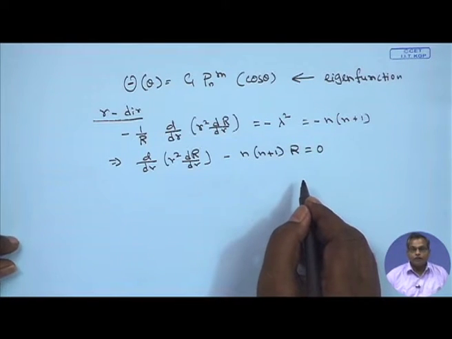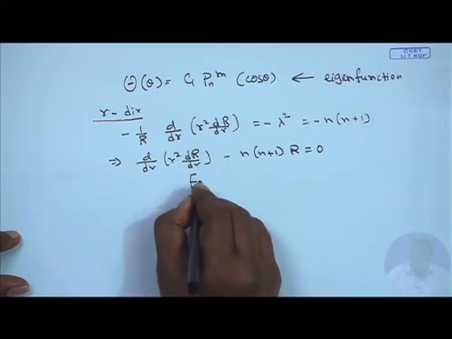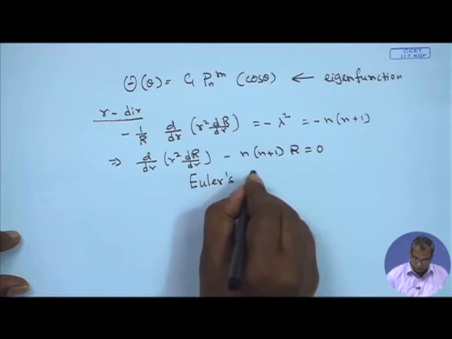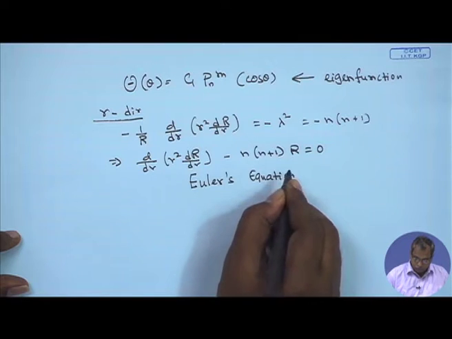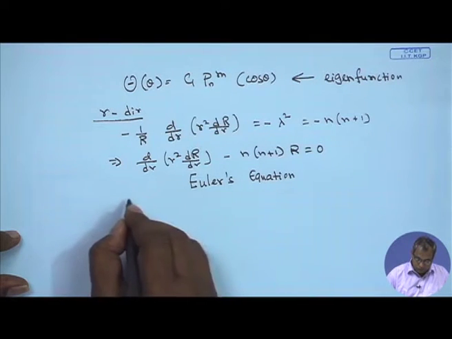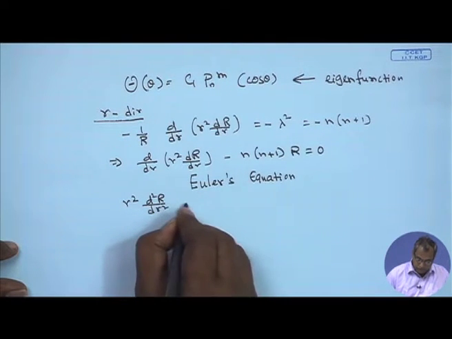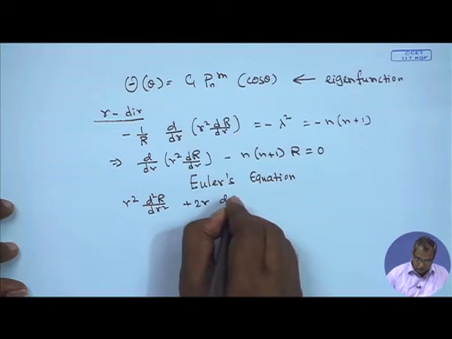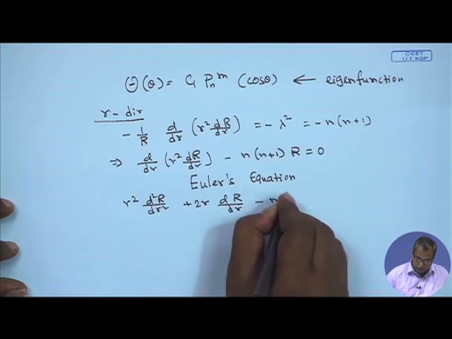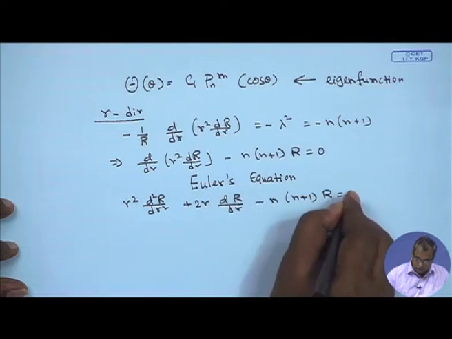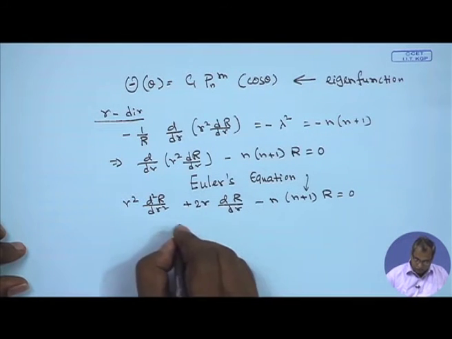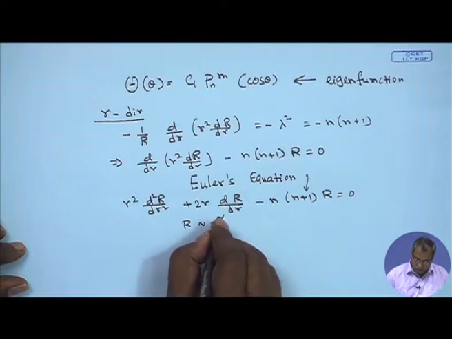So, this becomes the governing equation in the r direction, and if you really look into this particular governing equation, then we can identify this is nothing but an Euler's equation. If you just open the differentiation, you will be getting r square d square R/dr square plus 2r dR/dr minus n into n plus 1 R is equal to 0. So, this is the Euler's equation, and the solution will be in the form of r to the power alpha.